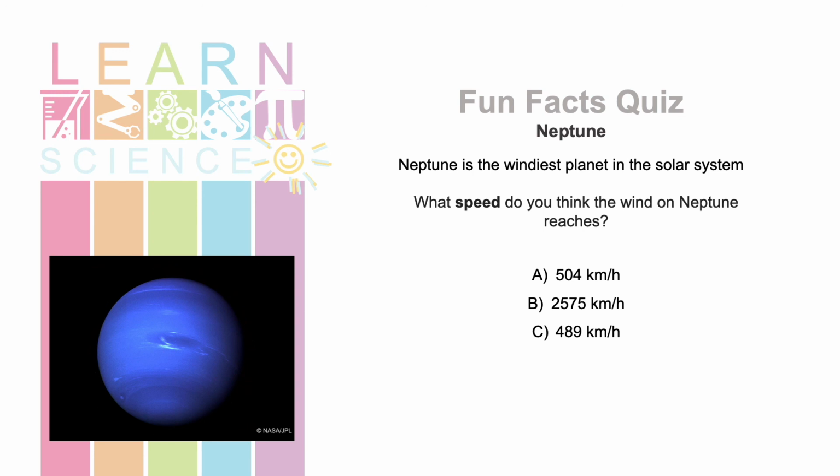I'll give you a moment to think about this. 3, 2, 1. That's right. The wind speed on Neptune can reach 2,575 kilometers an hour. That is a windy planet.